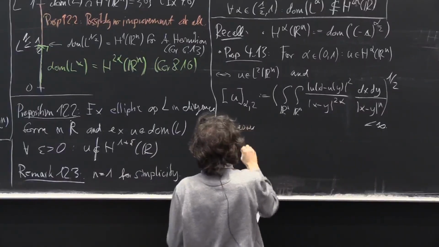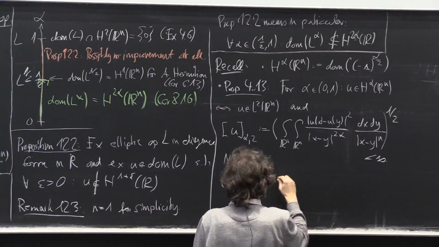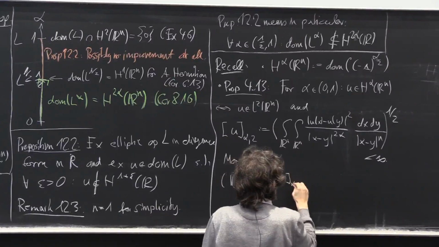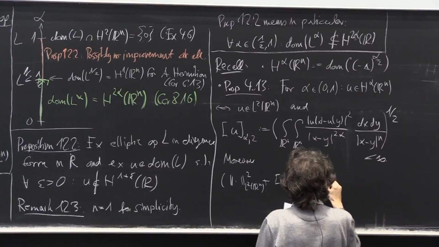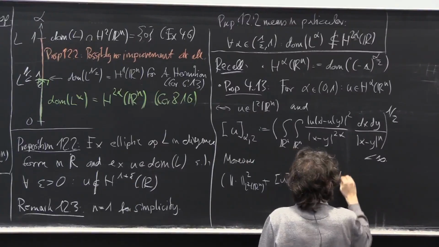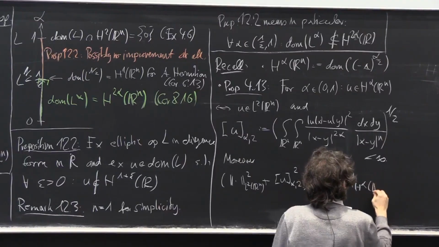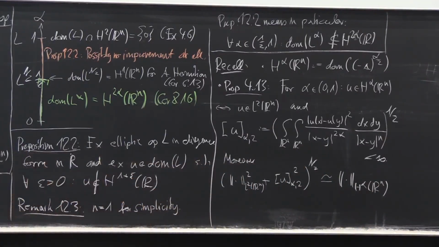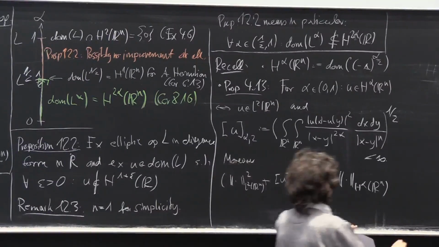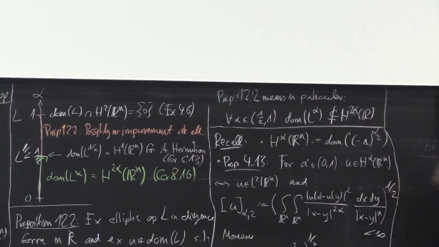And this quantity also gives you an equivalent norm. So the L2 of Rn norm squared plus this semi-norm squared, to the 1/2, is an equivalent norm to the H alpha norm. Okay, so this is proposition 4.13. We will need this.